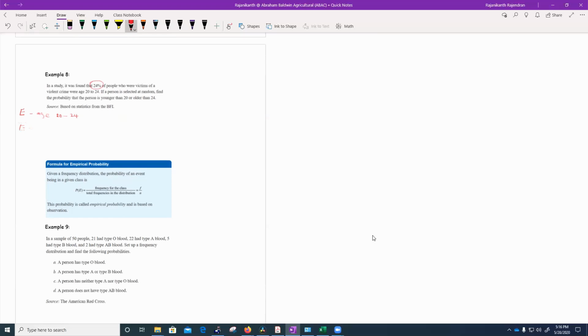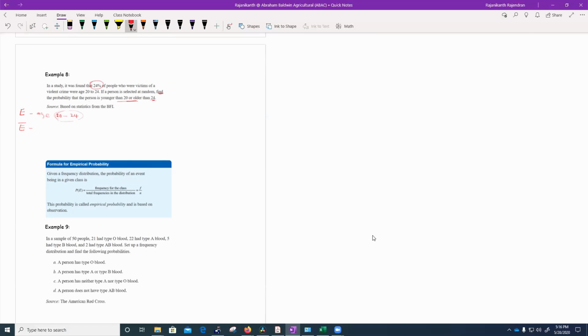So the question is now what? Find the probability that the person is younger than 20 or older than 24. That is basically not in this range, right? Out of this range. So that is going to be my event E complement. If your event E is between 20 to 24, then your event E bar is outside of this range.